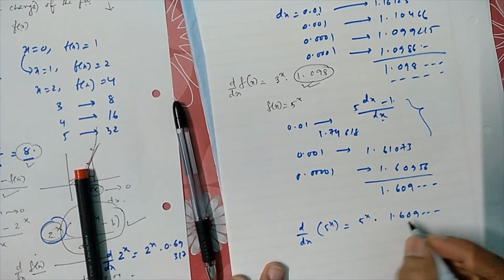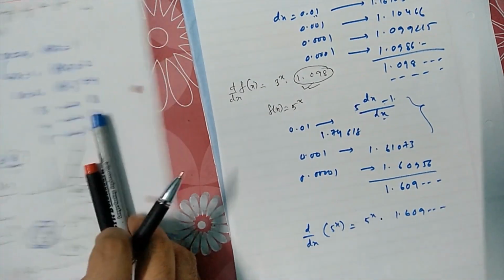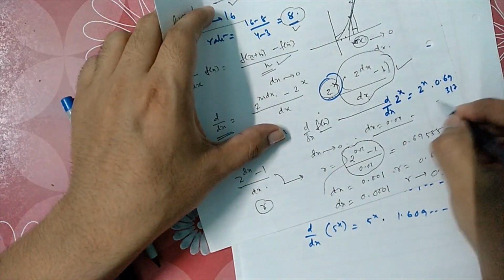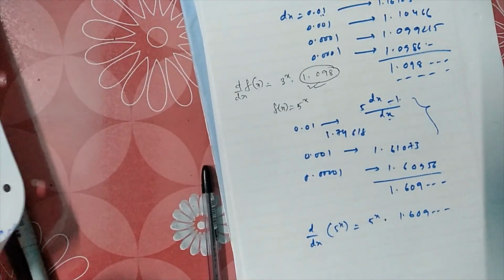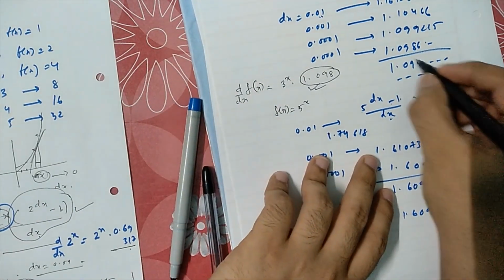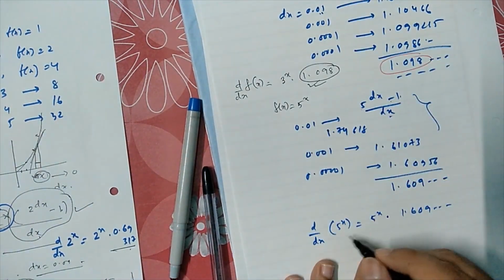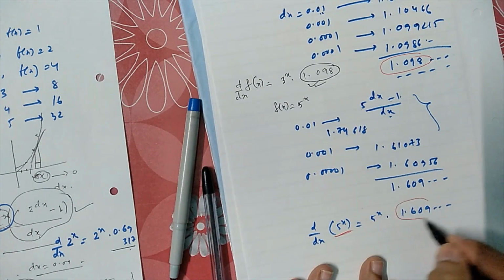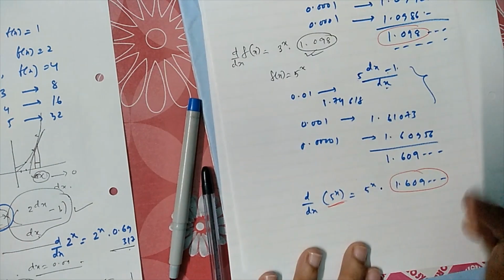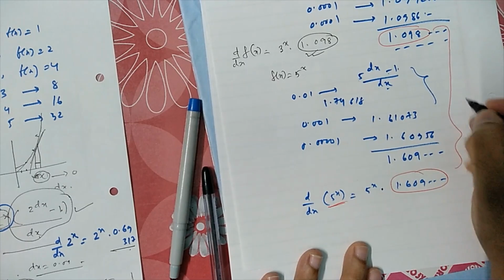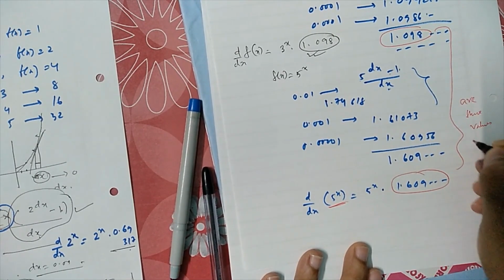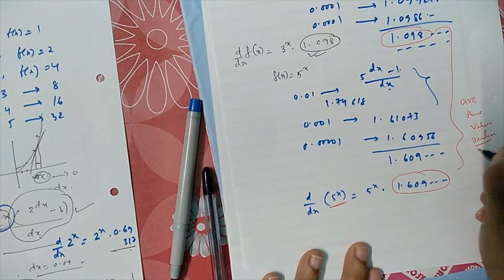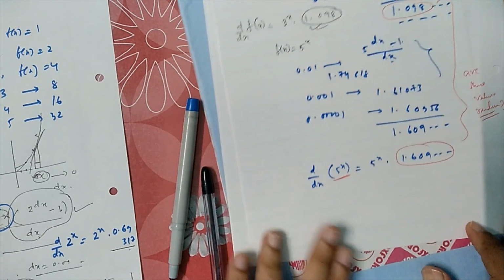5 to the power x itself into 1.609. So for 2 to the power x we got 0.69317, for 3 to the power x we got 1.098, for 5 to the power x we got 1.609. So are these values random? So let's find it out.